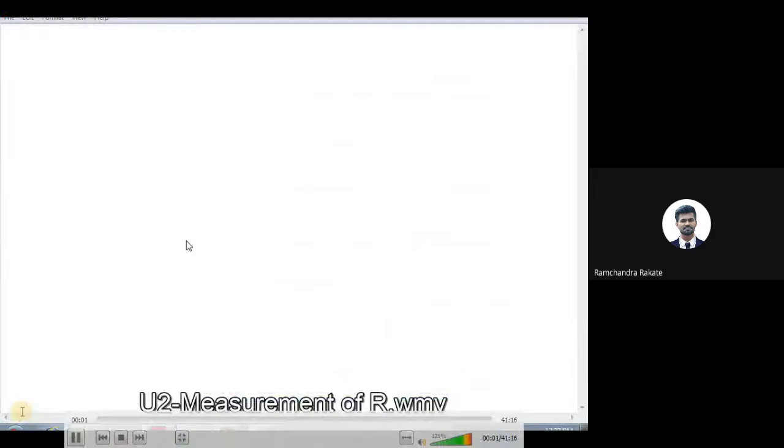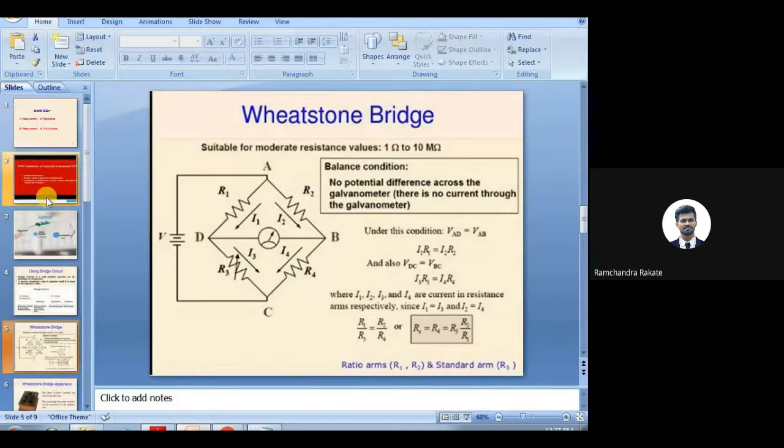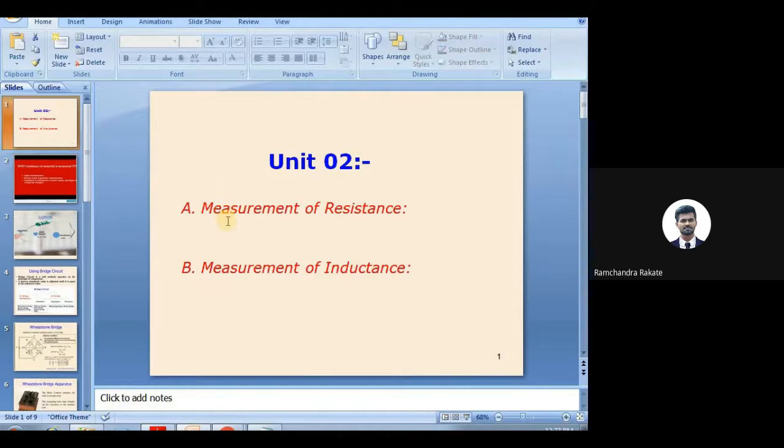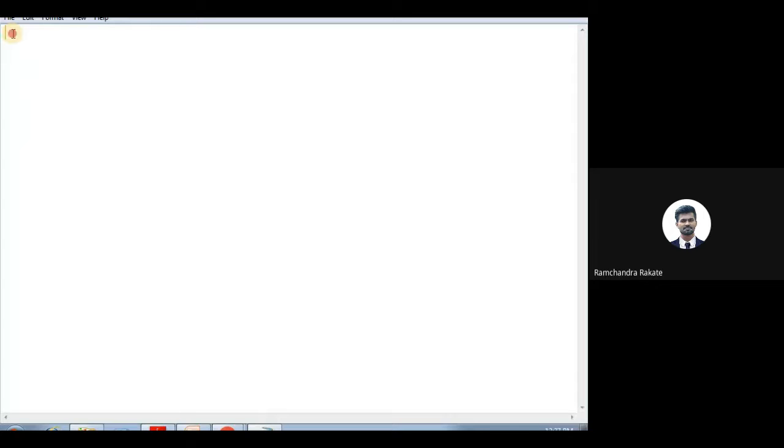Yes, Parth, is it visible? Yes, sir. So let us start with our first point from unit number 2, that is measurement of resistance. Before that, please help me with the types of resistor. Which are the different types of resistor?